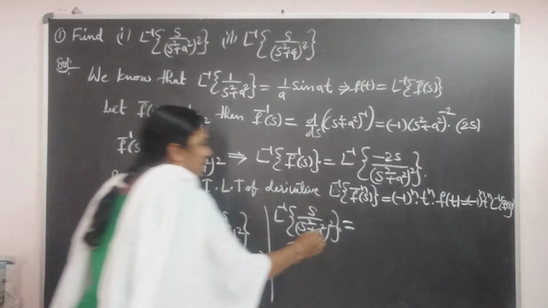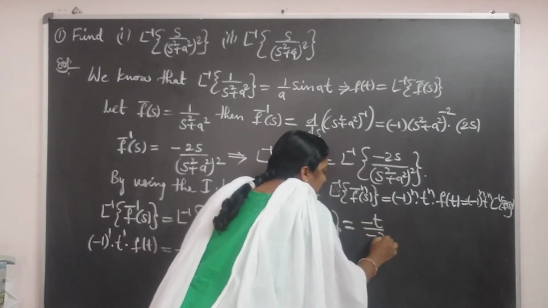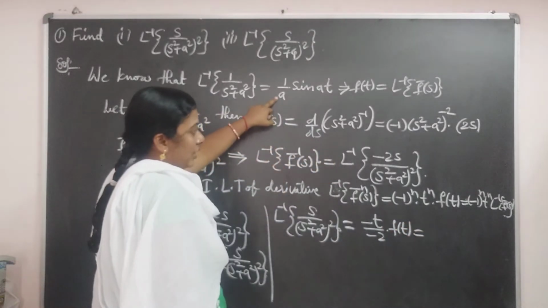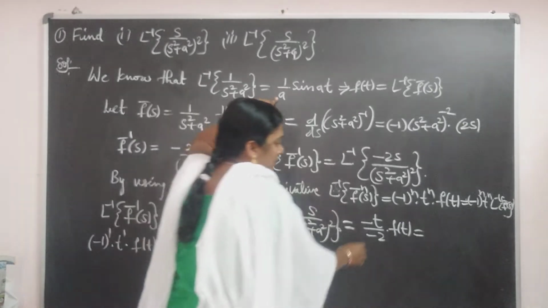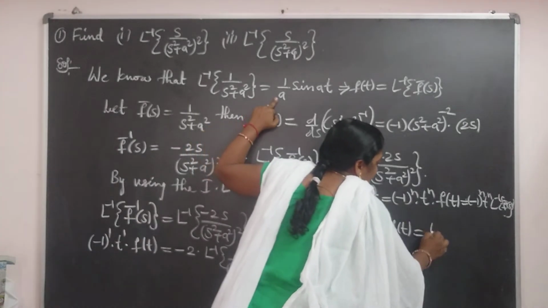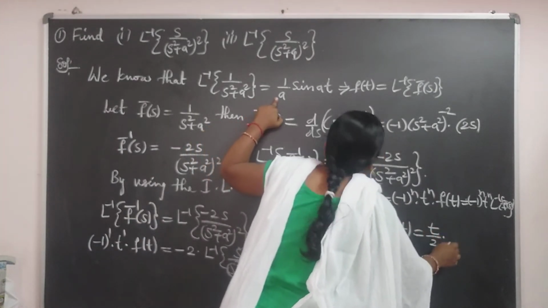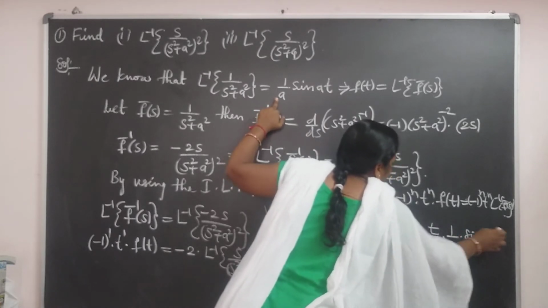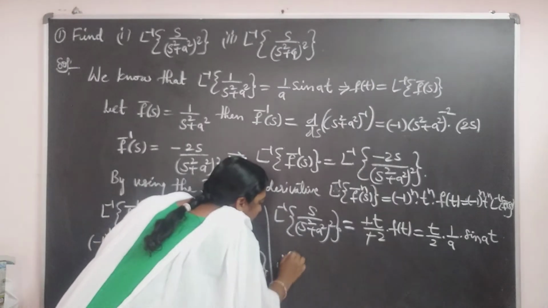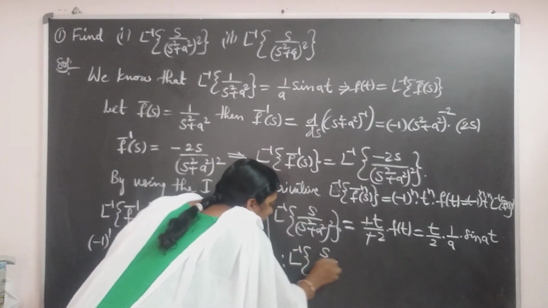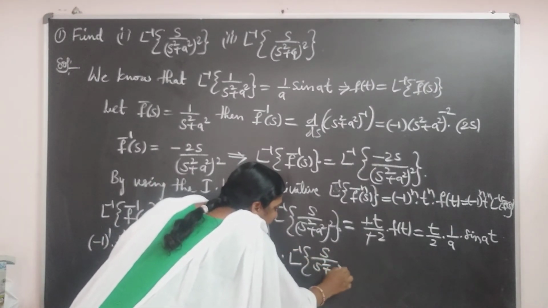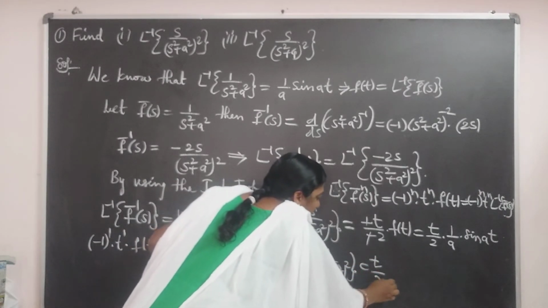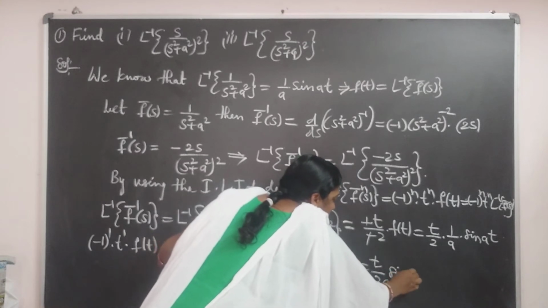-t by -2 into f(t). What is this f(t)? f(t) is 1 by a sin at. Minus minus get cancelled. t by 2 into 1 by a into sin at. Therefore, L inverse of s by (s^2 + a^2) whole square is equal to t by 2a sin at.